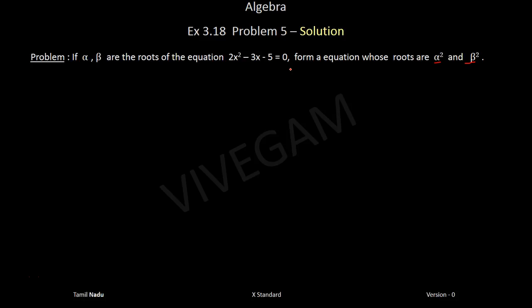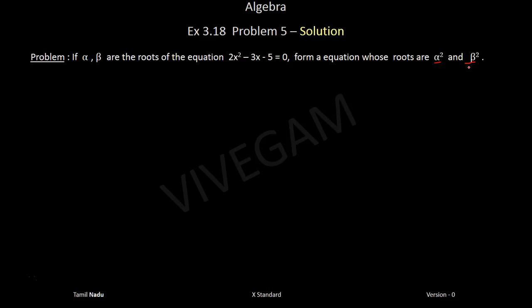Since alpha, beta are the roots of this equation, you can calculate alpha plus beta, which is minus b by a, and alpha beta is c by a. Now, we are asked to find the equation whose roots are alpha square and beta square. The formula is x² − (sum of the roots)x + product of the roots. What's the sum of the roots? Alpha square plus beta square. And the product of the roots is alpha square beta square.